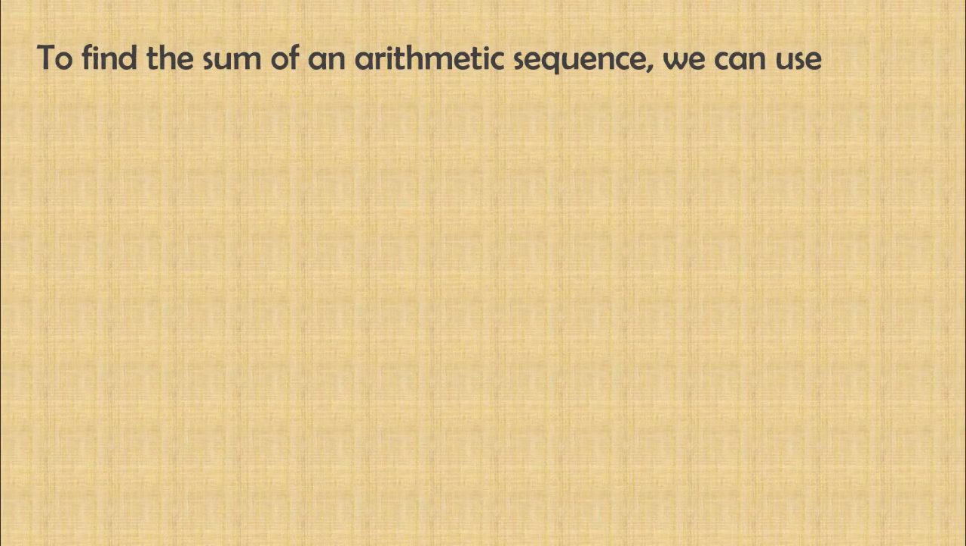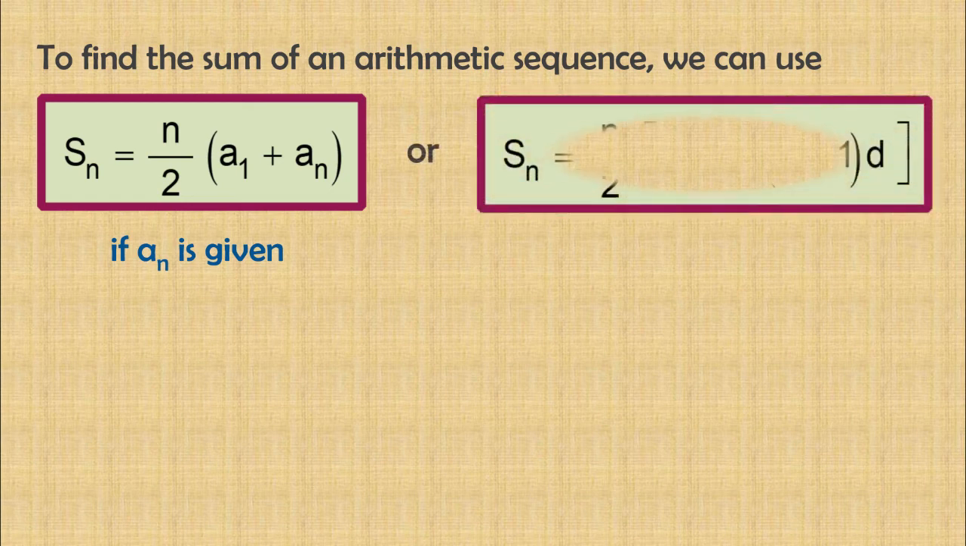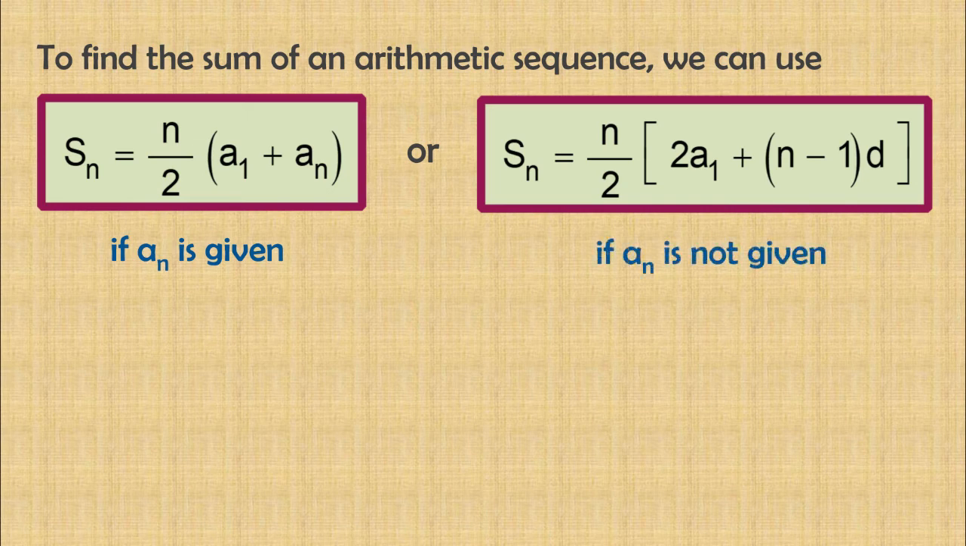Now, to find the sum of an arithmetic sequence, we can use this formula. S sub n equals n over 2 times the quantity a sub 1 plus a sub n. We will use this formula if a sub n, or the last term, is given. Or we can use this second formula. S sub n equals n over 2 times the quantity 2 times a sub 1 plus the quantity n minus 1 times d. Now we use this second formula if a sub n is not given, meaning the last term is not given.